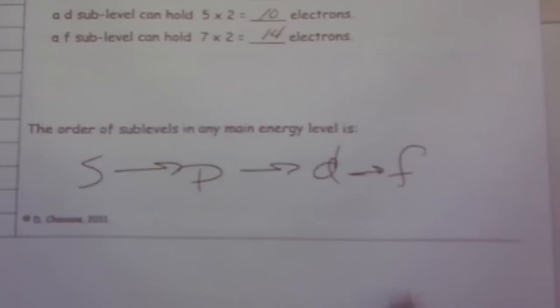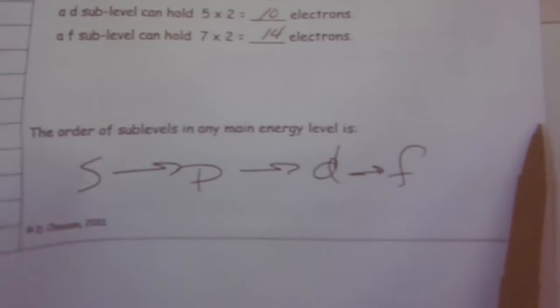So an S sublevel can hold 1 times 2, or 2 electrons. A P sublevel can hold 3 times 2, or 6 electrons. A D can hold 5 times 2, or 10 electrons, and an F can hold 7 times 2, or 14 electrons. Now, the order of sublevels in any main energy level in terms of their energy is this. S is the lowest, followed by P, followed by D, followed by F. So it's S, P, D, and then F. Okay? All right, let's move on.